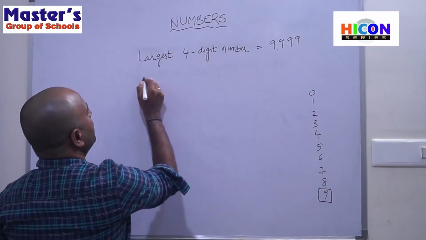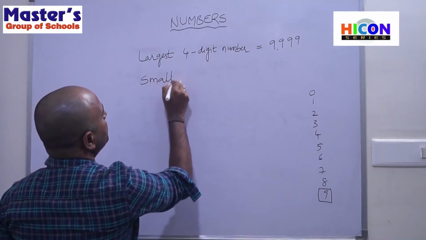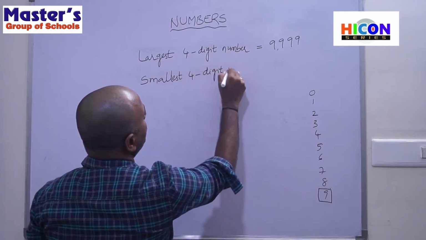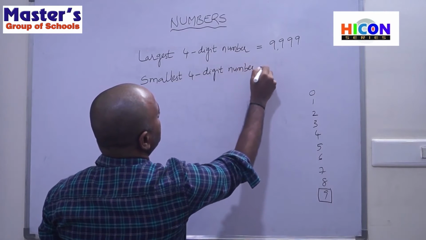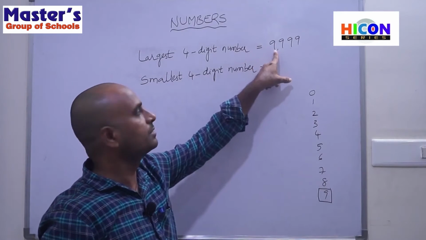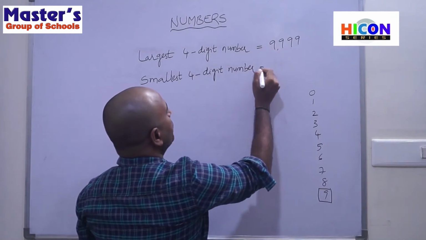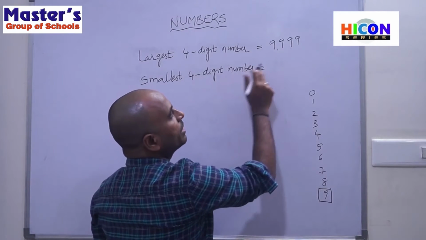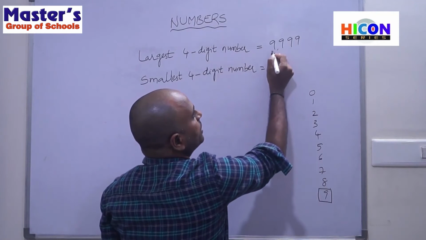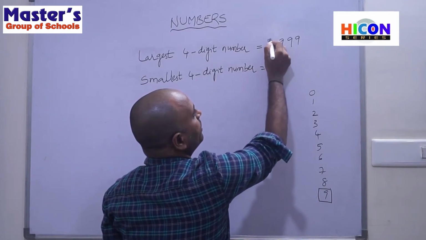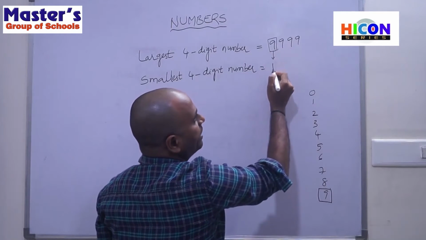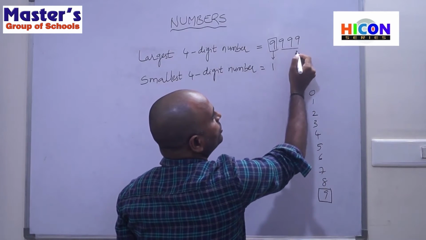In the same way, what is the smallest 4-digit number? We can simply write the smallest number from the largest number. Look at the board. We can write the smallest 4-digit number from the largest 4-digit number very easily. First, replace the first 9 with 1 and replace the other 9s with zeros.